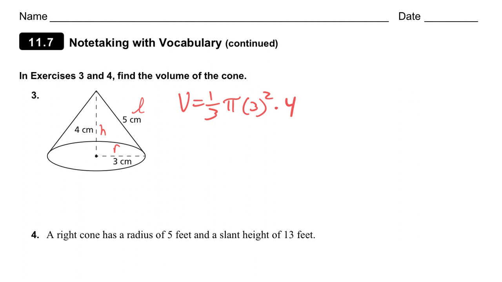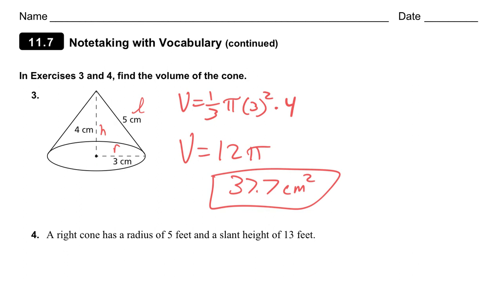So 1/3 times 3 squared times 4 times pi, that'll be volume equals 12 pi, and 12 pi, if you put that in decimal form, is going to be 37.7. 37.7, that'll be centimeters cubed.